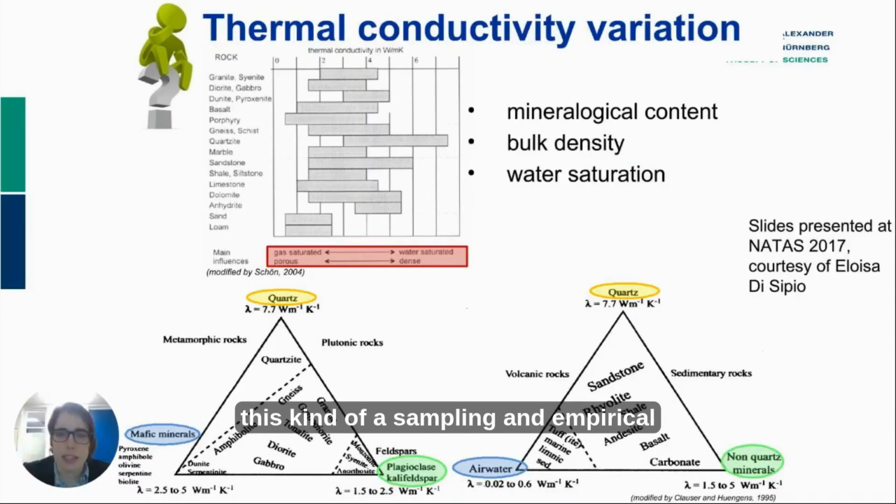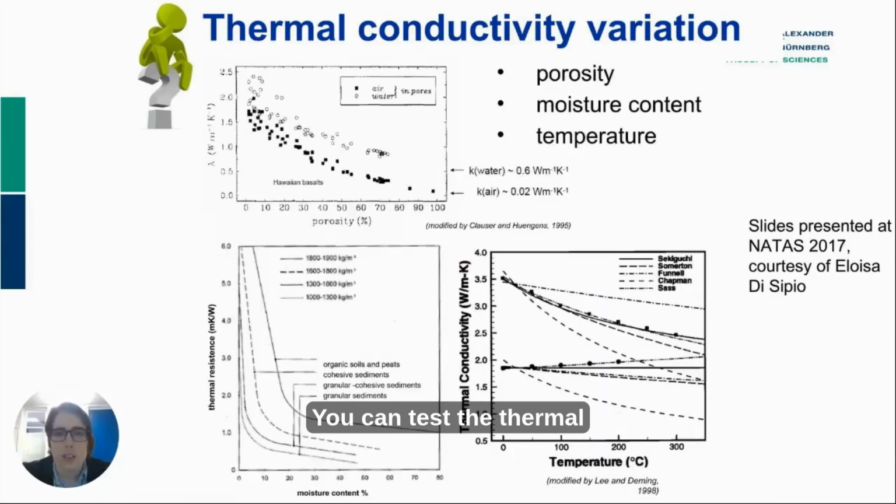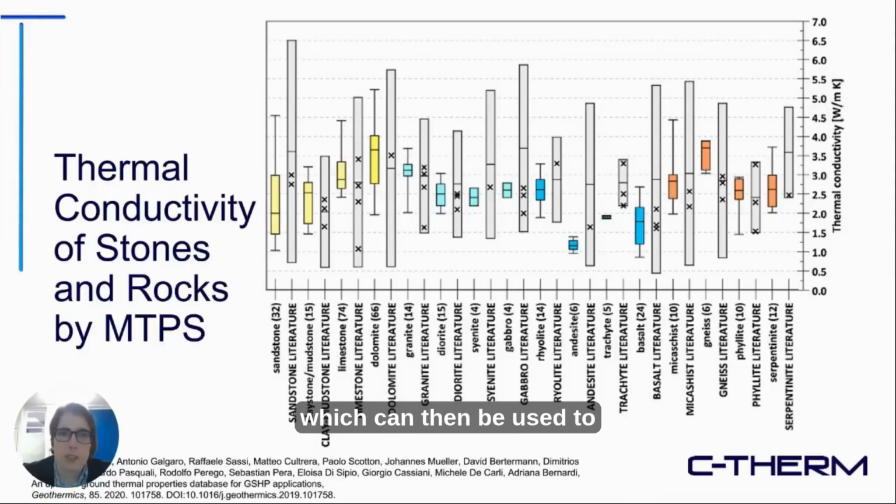The reason why you have to do this kind of sampling and empirical mapping exercise is that geothermal reservoir thermal conductivity can vary quite largely based on the minerals present, the bulk density, and the water saturation, as you can see on this slide. There are many different variables governing the behavior, thermally and chemically, of the rocks in the reservoirs. Therefore, it has to be a semi-empirical type of method that you follow to build these exchange maps. So you can test the thermal conductivity of these various materials as a function of material porosity, moisture content, and also temperature, which can then be used to build maps.